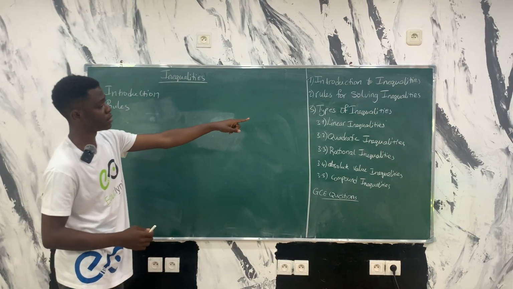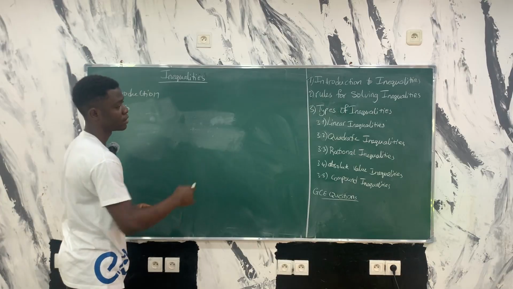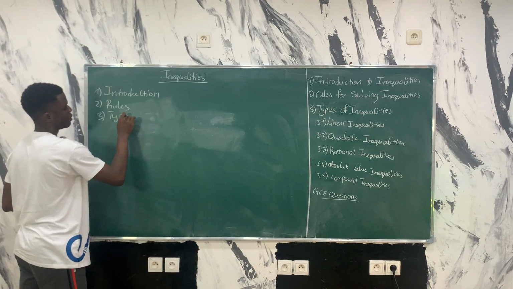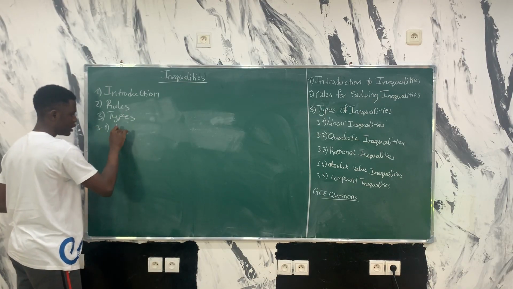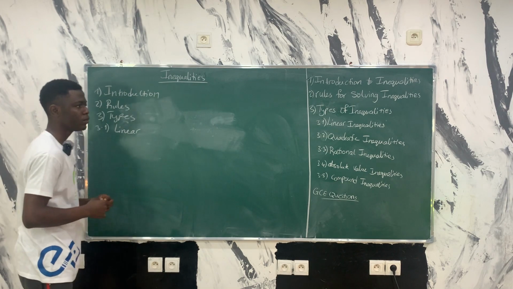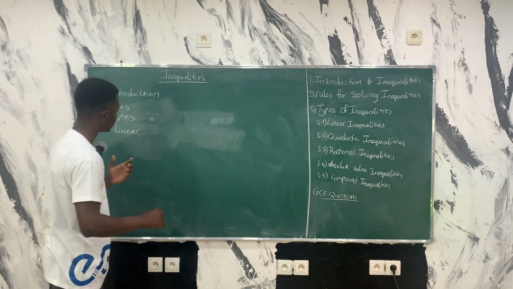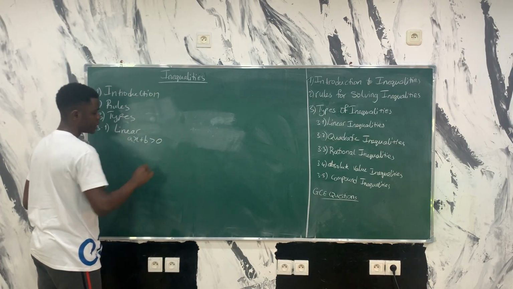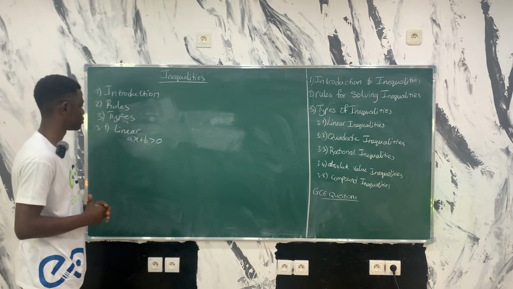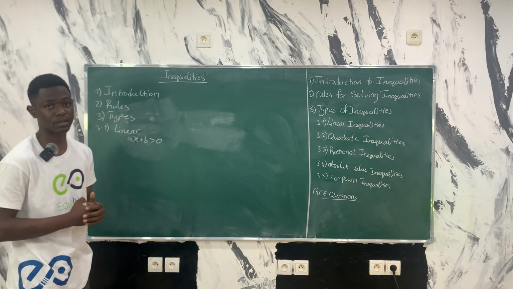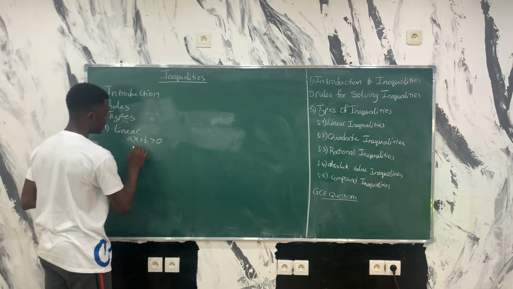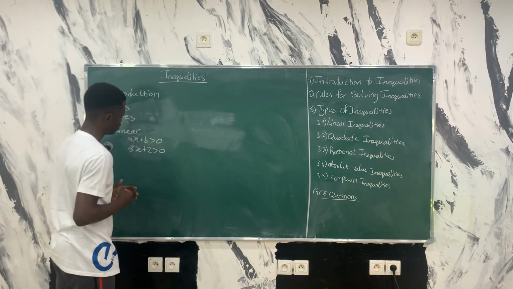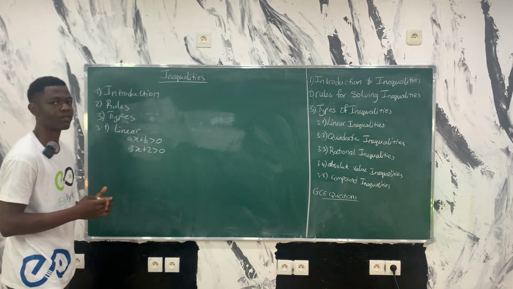So I'll start with the first type of inequality. A linear inequality is an inequality of the form ax plus b is greater than 0. Here is a linear inequality. The power of x is 1, so it shows that it's a linear inequality. For example, I can have 3x plus 2 is greater than 0. This is an example of a linear inequality.